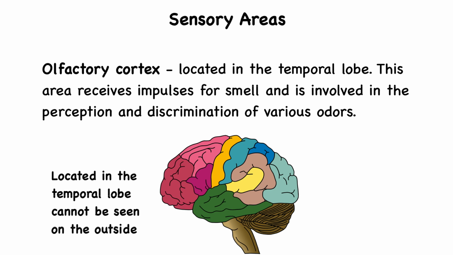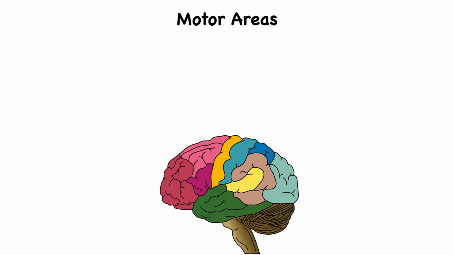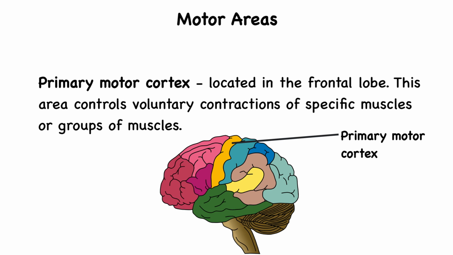Now let's move into the motor areas. The primary motor cortex is located in the frontal lobe.